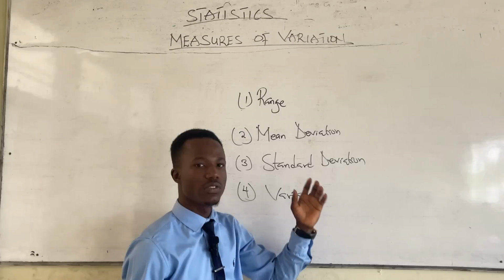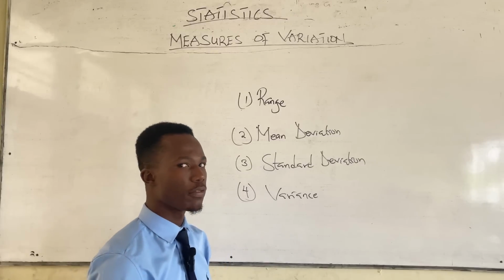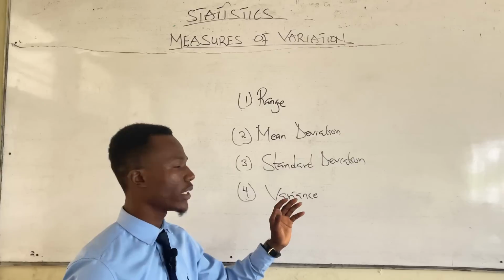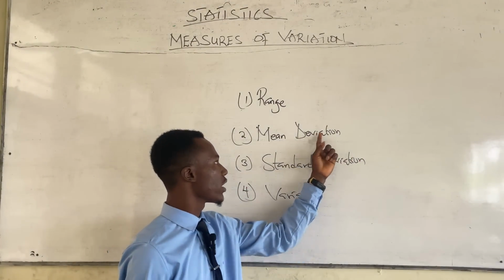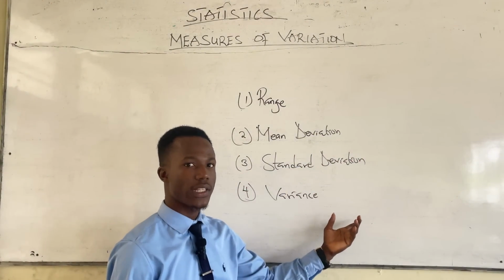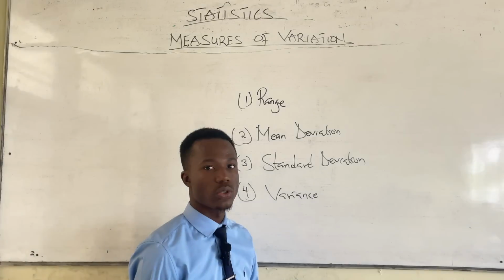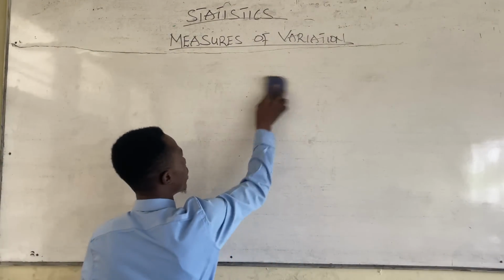And when we talk about mean deviation, we are interested in how far the mean is deviated from the x values. Standard deviation too. We are also interested in deviation. The three of them are all deviations. Without wasting much time, let's quickly look at what range is.